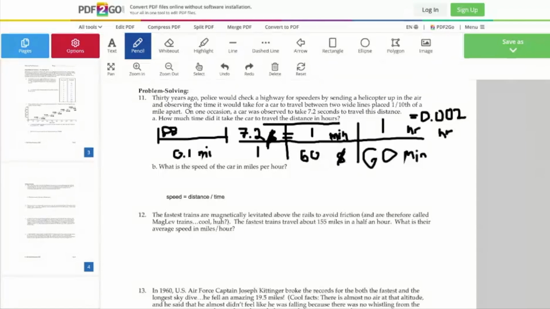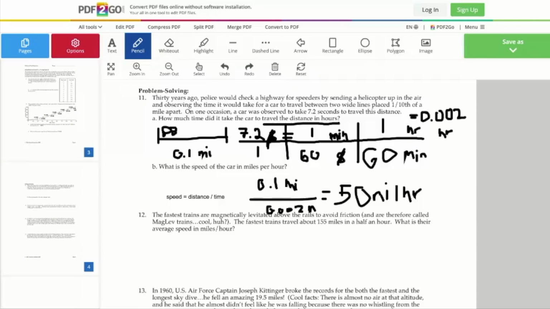Something's off. Okay, so I'm going to reveal the answer. This one's pretty simple, right? We know distance and we know time. So we know it's 0.1 miles and we know that we have 0.002 hours. So we just divide that real quick. 0.1 divided by 0.002 gives us 50 miles per hour. Does that make sense for everyone?